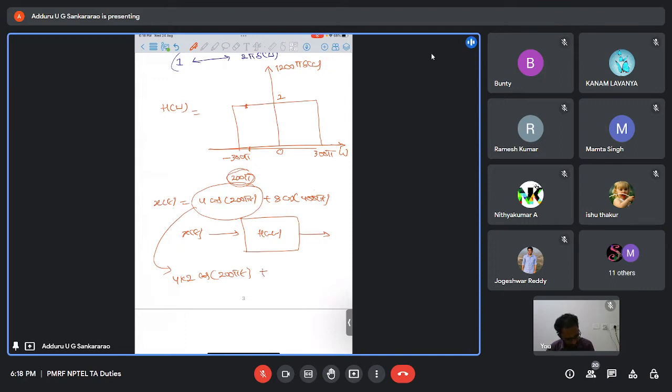Similarly, for the second one, 400 pi t, 400 pi is the frequency. Now, what is the cutoff frequency? You can say 300, right? At 400 pi, what is the gain? Gain is 0, right? At 400 pi, H of omega gain is 0. That means the second signal is multiplied by 0, so the second signal will be suppressed because at 400 pi there is no gain. The first signal will go out of the filter.